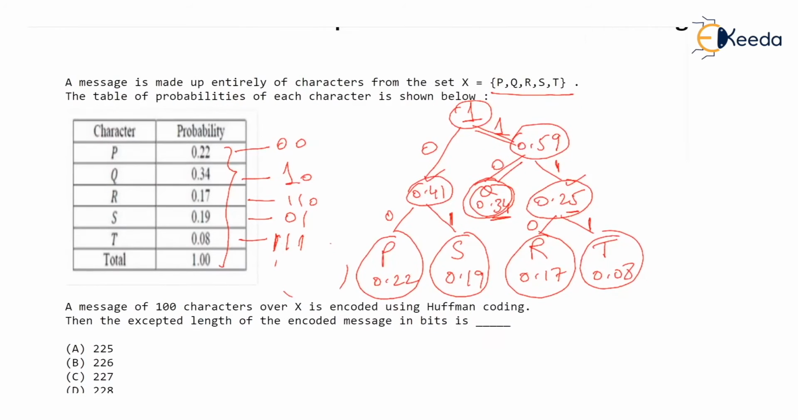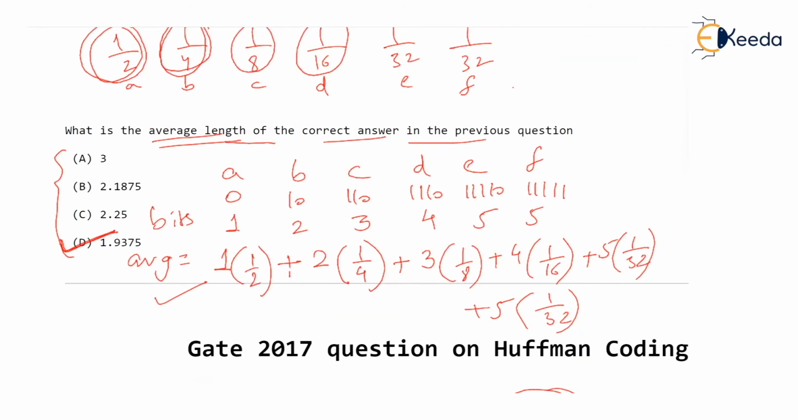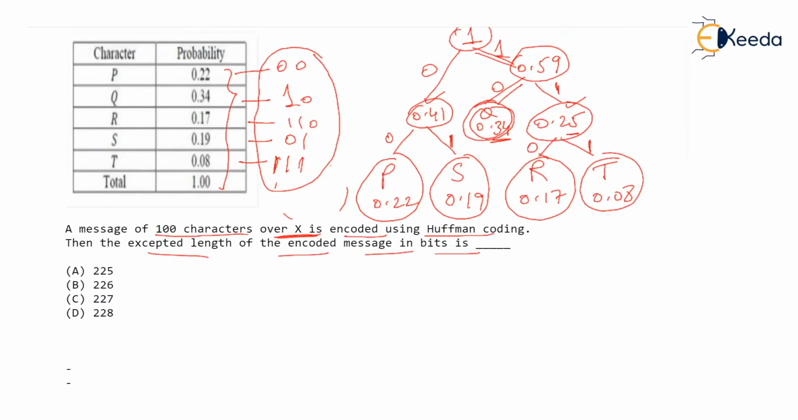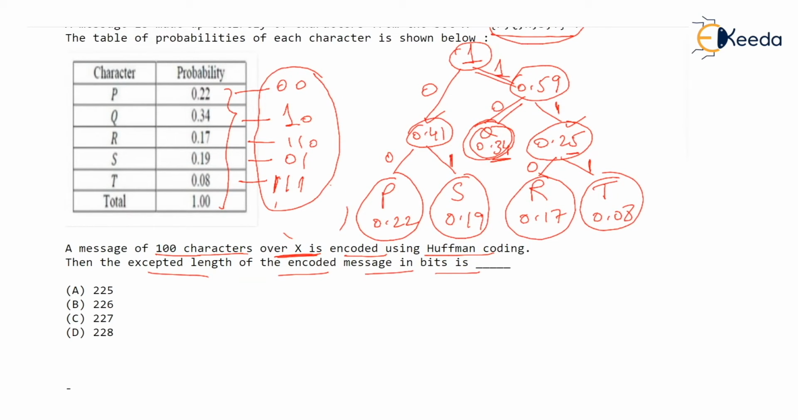Now the question asked is a message of 100 characters over X, that means over this alphabet set, is encoded using Huffman coding. That means now we are going to code PQRST using these codes. But the number of characters in the message is 100. The expected length of the encoded message in bits is asked. Coming back to the same question that we solved earlier, average length, expected length, but this time for 100 characters. Now, P takes 2 bits, Q takes 2 bits, R takes 3 bits, S takes 2 bits, and T takes 3 bits.